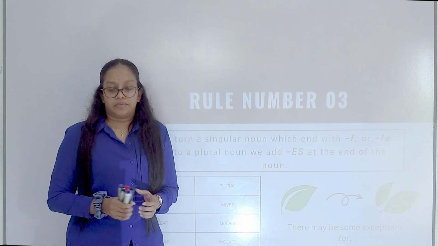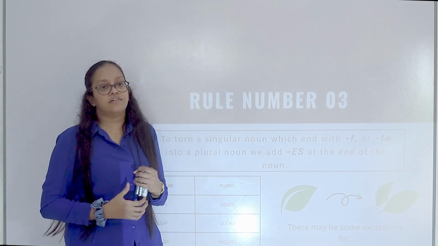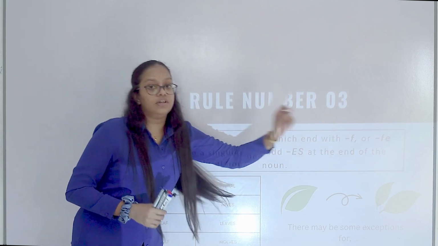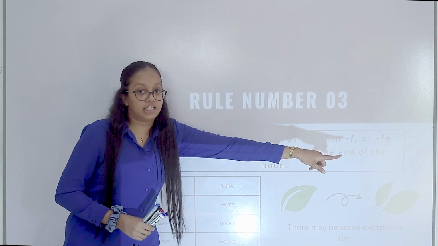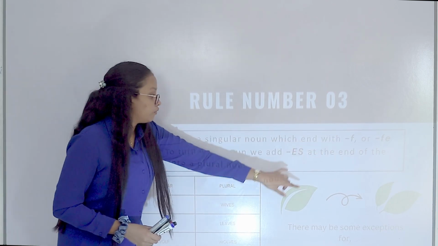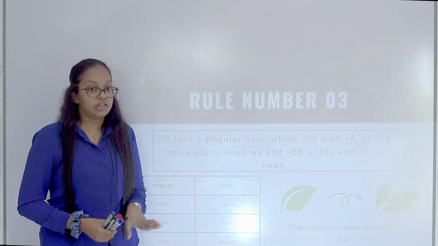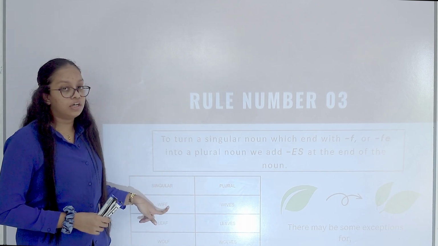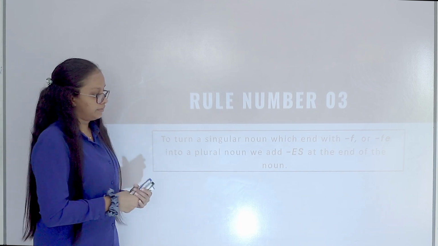Rule number 3. Here we are talking about a noun that ends with f, or ends with fe. If the noun ends with f or fe, we add ves at the end of the noun. But we are going to cut off the f or fe. I will show you this in the next slide.